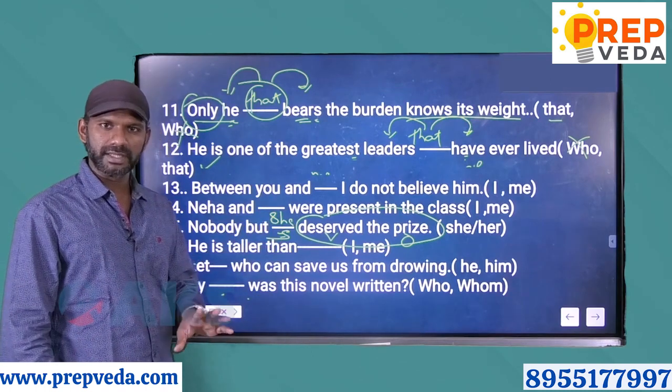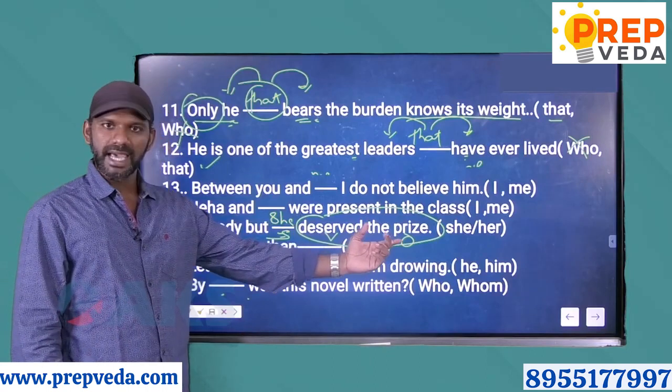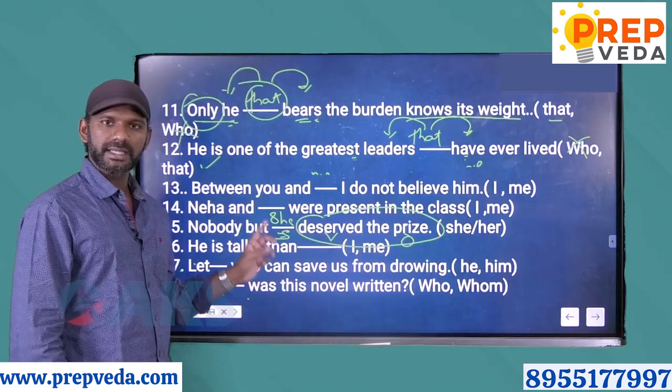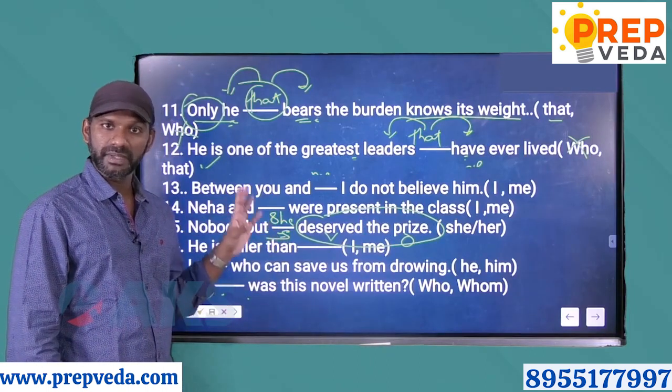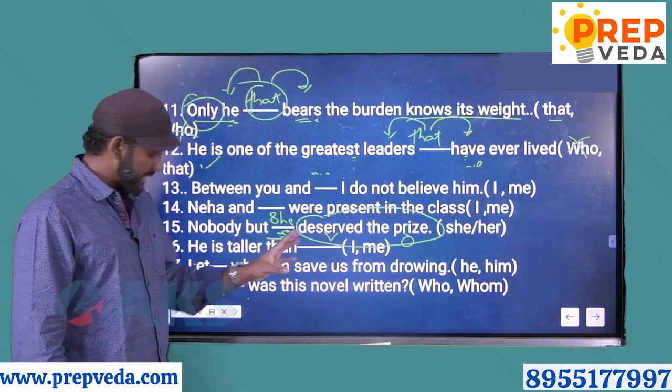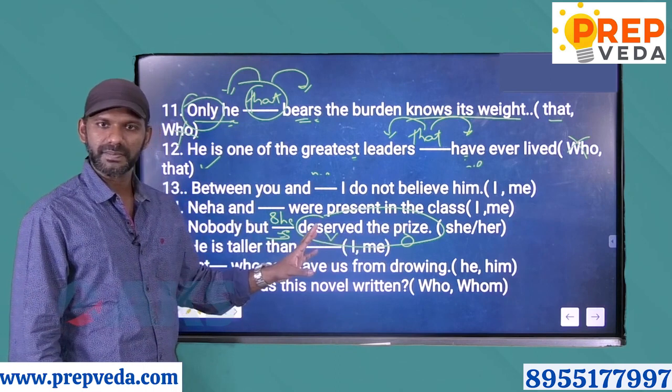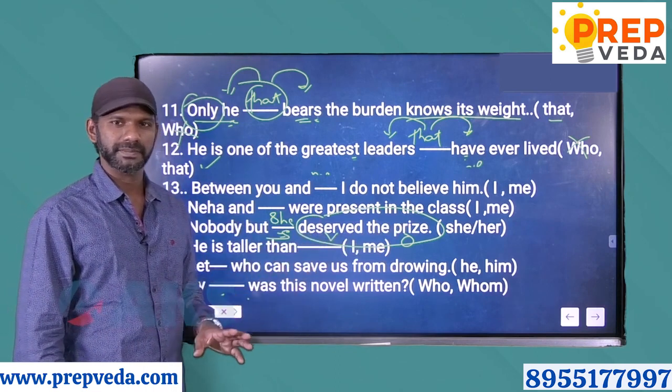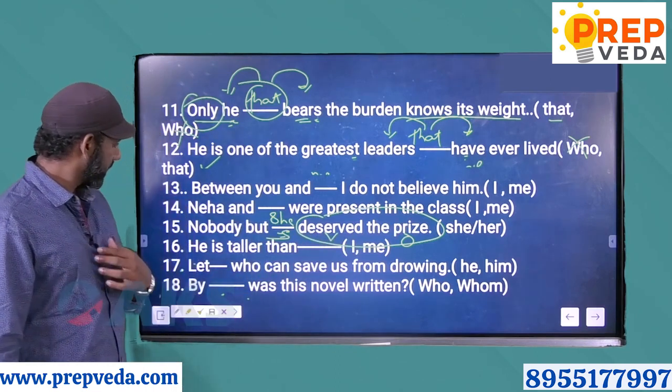The very first rule in the subjective form: the sentence is in the active voice, and the pronoun is acting as a doer here, so that pronoun must be in the subjective form. She is subjective, so nobody but she deserved the prize. Sounds incorrect but correct. Come on, next one.